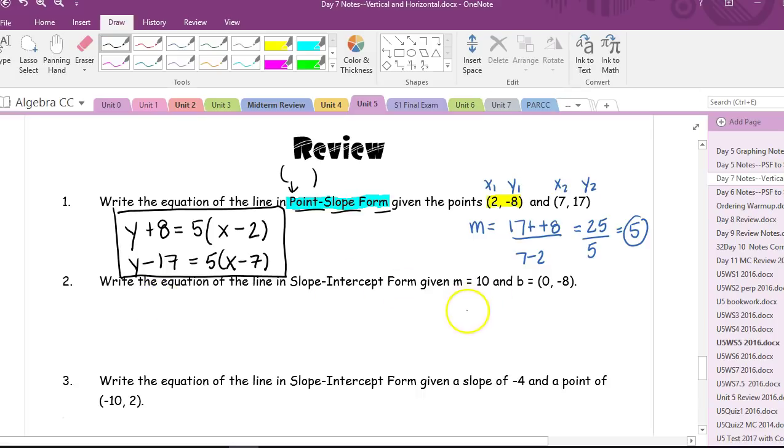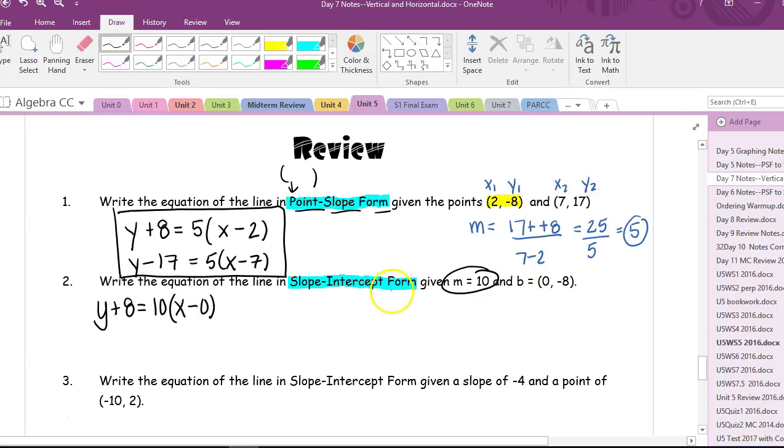All right, number 2, this time we're going to do slope-intercept form, SIF, given m equals 10 and b equals -8. So there are 2 ways to do this. The first way, I'm going to go ahead and do point slope form, because I already have my slope here. So y, opposite of my y, equals slope, x, and then you can put +0 or -0, it doesn't matter.